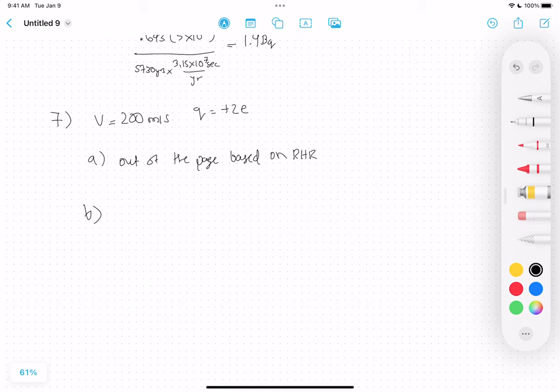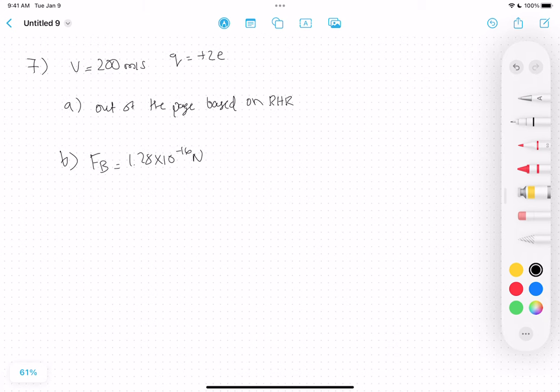It says the magnetic force on the particle is 1.28 times 10 to the negative 16 newtons, right? So magnetic force is your FB, and that's 1.28 times 10 to the negative 16 newtons. Plus 2 electrons, yep, exactly. So positive 2 times 1.6 times 10 to the negative 19 coulombs, that would give us the charge of the particle here. And now we're just looking at what is B, essentially.